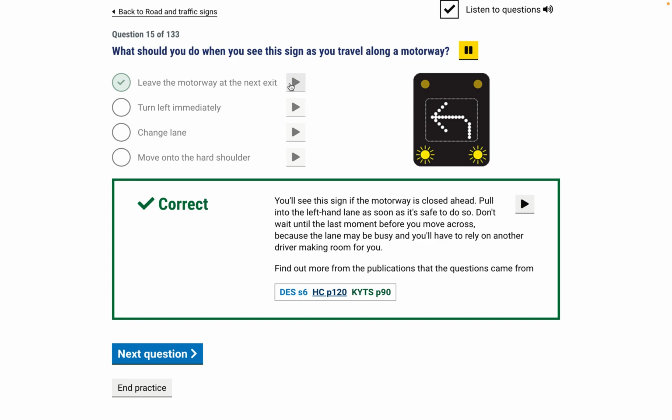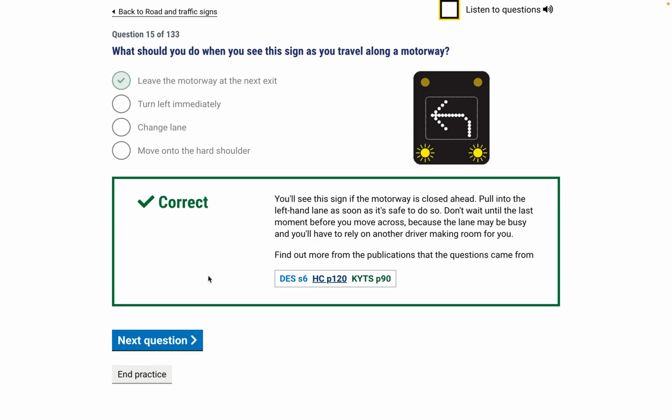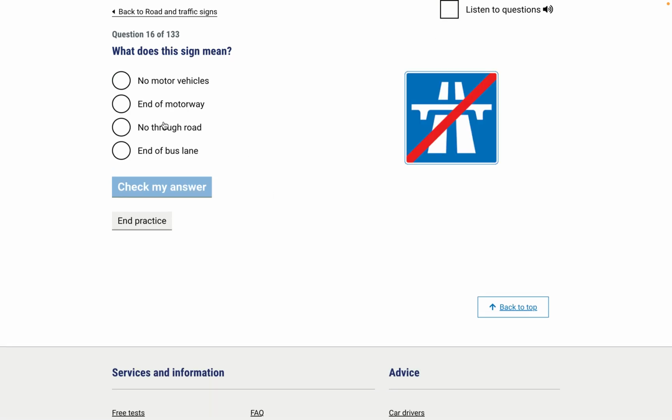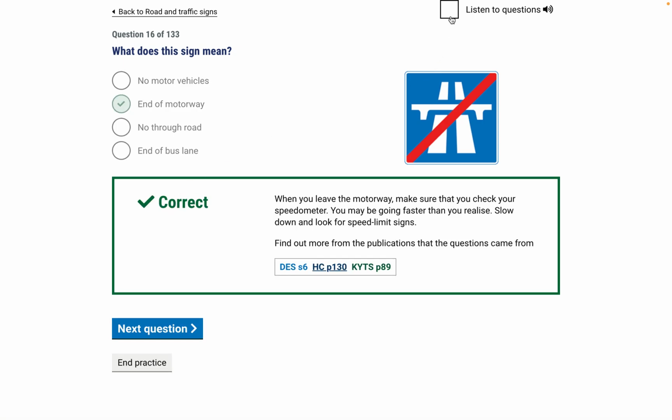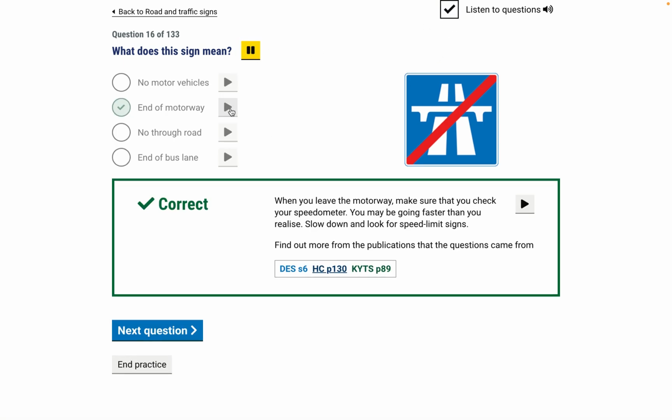What should you do when you see this sign as you travel along a motorway? Leave the motorway at the next exit. What does this sign mean? End of motorway.